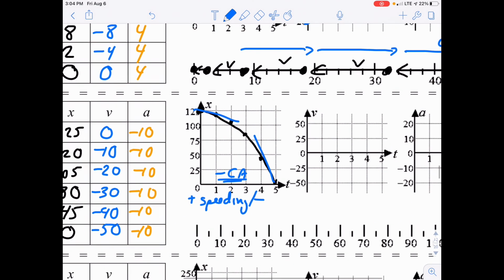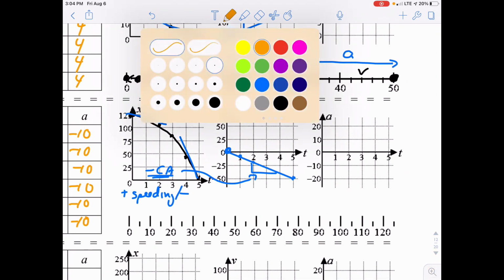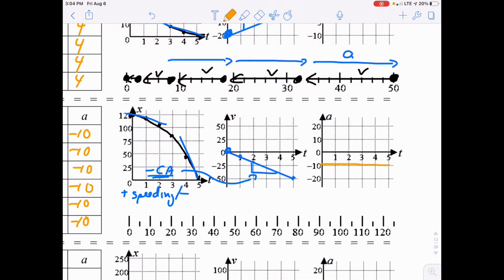Well, how do I plot this in the velocity scale? Well, I've got to start off with 0 for my initial velocity at time equals 0. And then at 1, I'm at negative 10, right? 2, I'm at negative 20, and I just keep going all the way till 5 seconds when I'm at negative 50. And I have a nice straight line, the slope of which is my negative constant acceleration of negative 10. And then I plot my slope of negative 10 as constant acceleration down here.